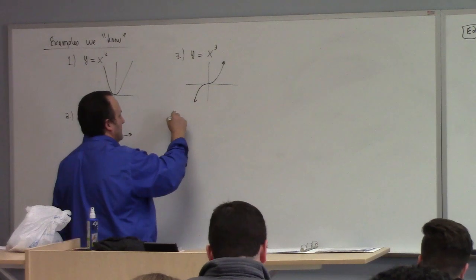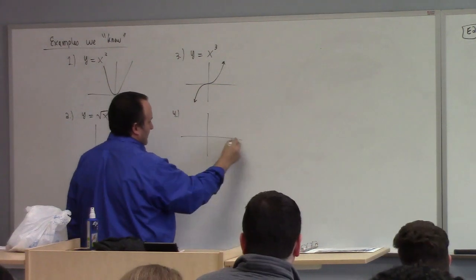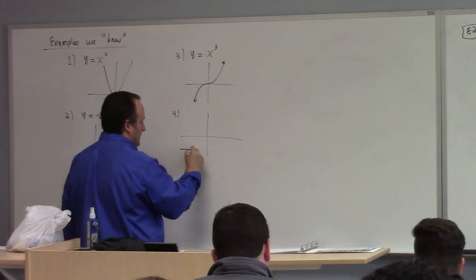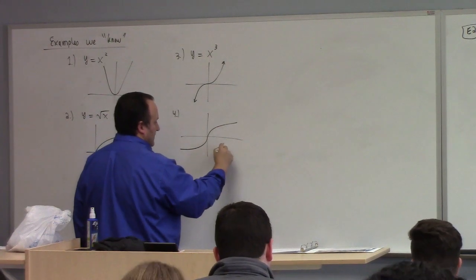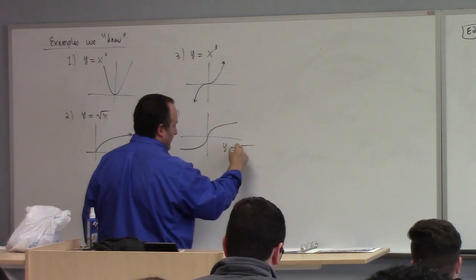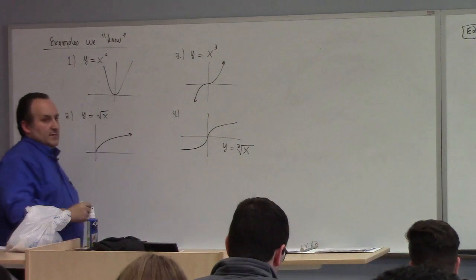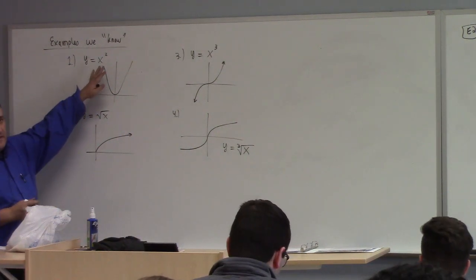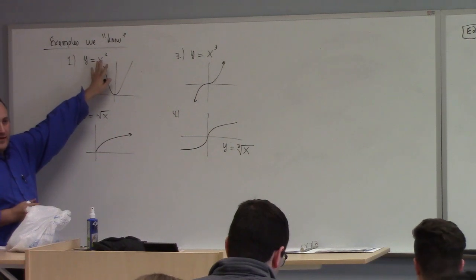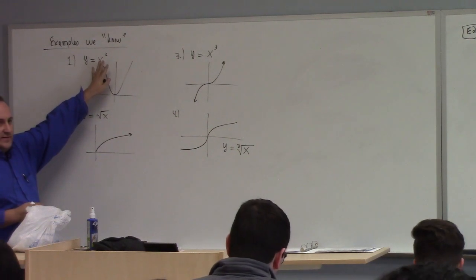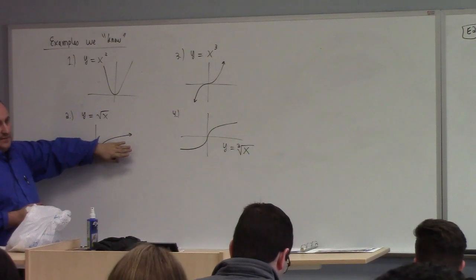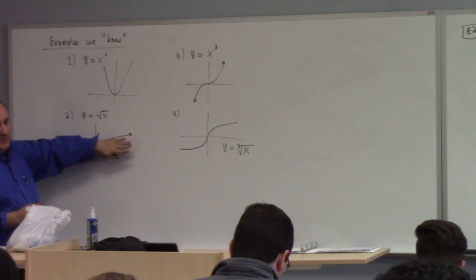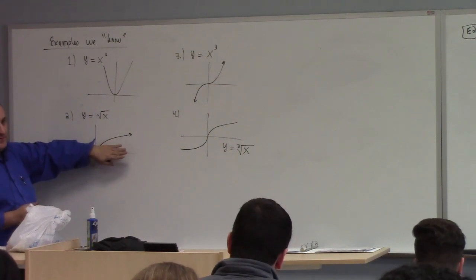Number four, we also have this thing put on its side, like this. Now this is y equals the cube root of x. So honestly, folks, the pattern here is the same. If you take the x squared graph and you turn it on its side, that's what the curve is. This is half of a parabola turned sideways. That's what this is.